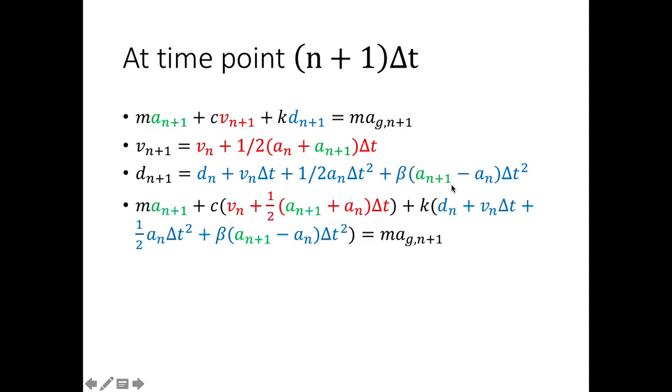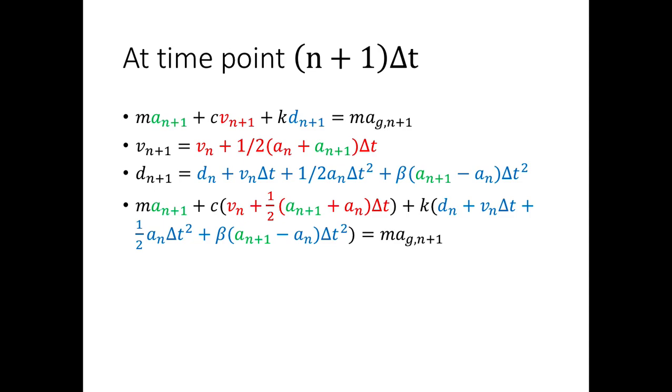So let's substitute v n plus 1 and d n plus 1 into this equation, then we can easily solve a n plus 1 from one equation. So three unknown values become one using the other two extra equations. So a n plus 1 here, here, and here. To make it easier to see, I change the color to green. The part in green is unknown. The other parts in black, red and blue are already known.